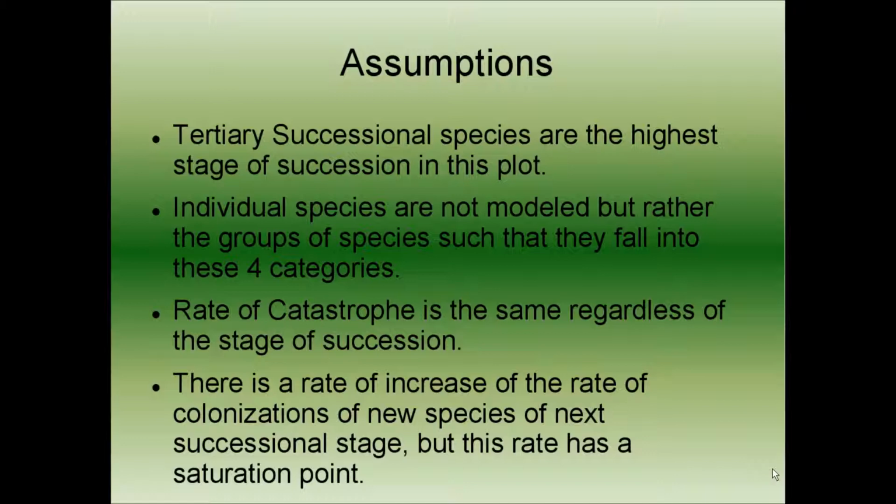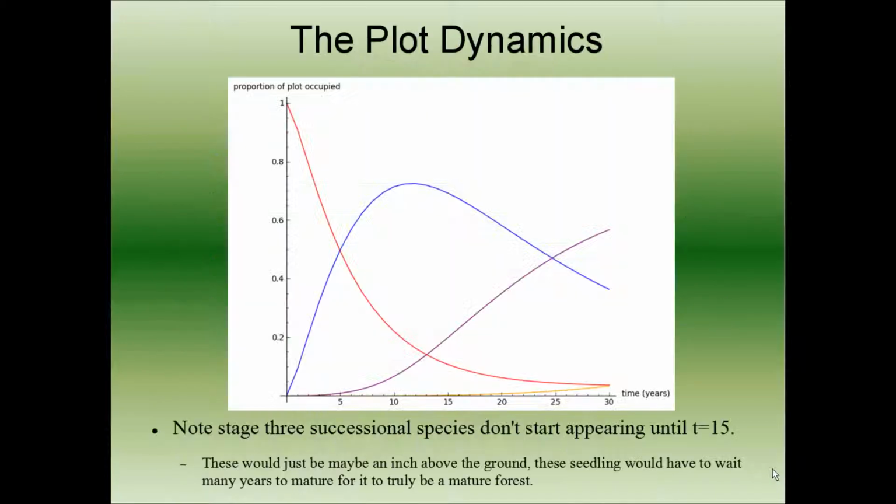Also, the rate of catastrophe is assumed to be the same. That's the alpha value, regardless of the stage of succession, though it is still dependent upon each stage of succession that plot area is in. So now we can look at how this plots out on a graph given those parameters.